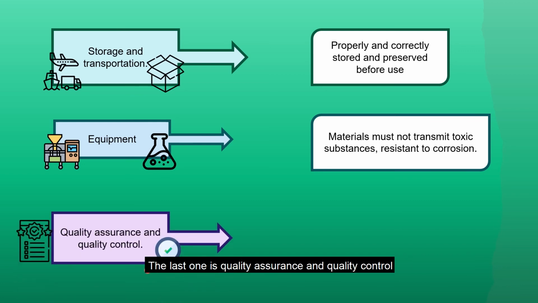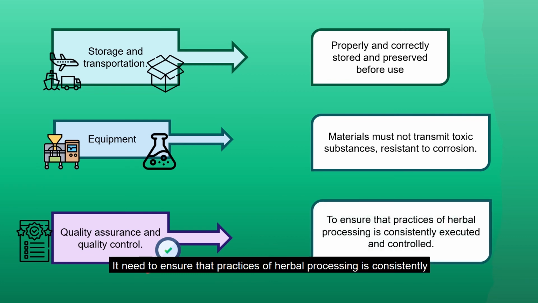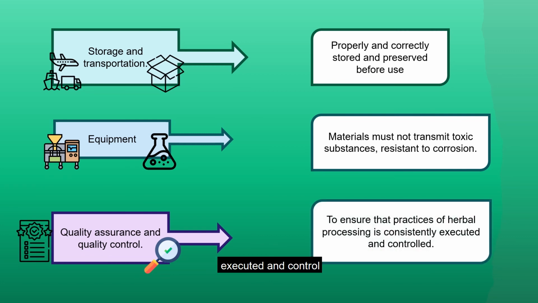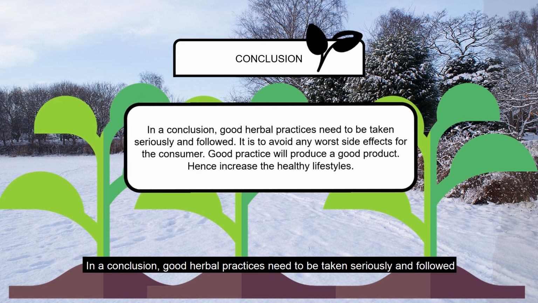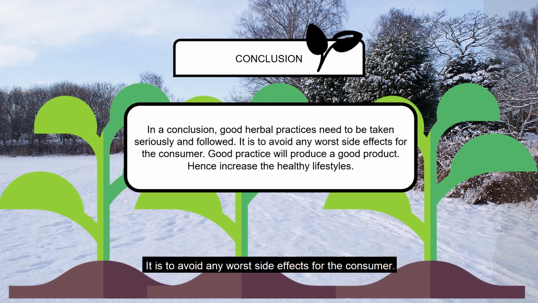The last one is quality assurance and quality control. It needs to ensure that the practices of herbal product processing are consistently executed and controlled. In conclusion, good herbal practices need to be taken seriously and followed. It is to avoid any worse side effects for the consumer. Good practice will produce a good product, hence it will increase a healthy lifestyle.